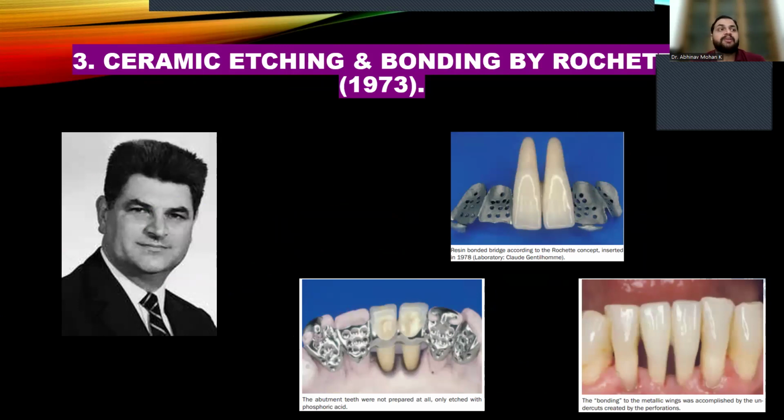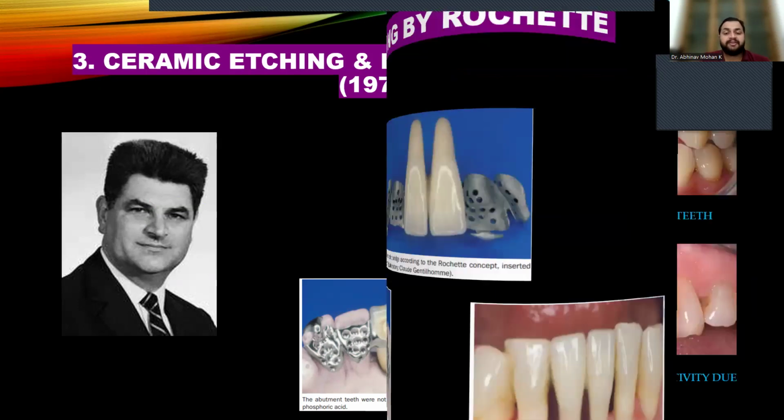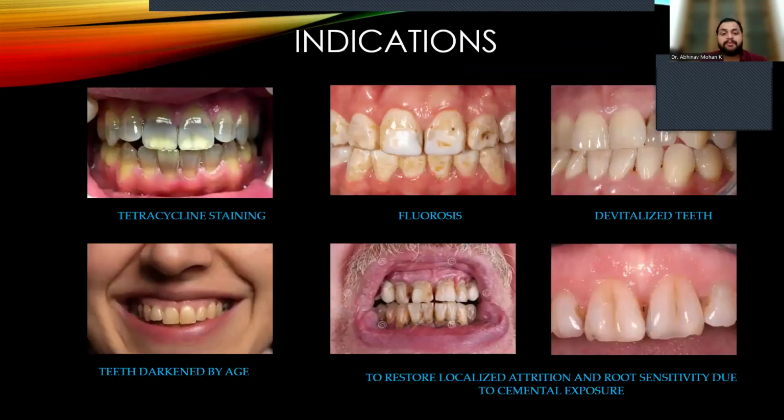Whereas we used to etch only the tooth surface, ceramic is something similar to glass, which could be etched, and anything which can be etched could be bonded. That is how they came up with the concept of bonded restorations. It was Rochette who introduced the Rochette bridge, where we had bonded restorations. So that's about the brief history of how ceramics evolved.